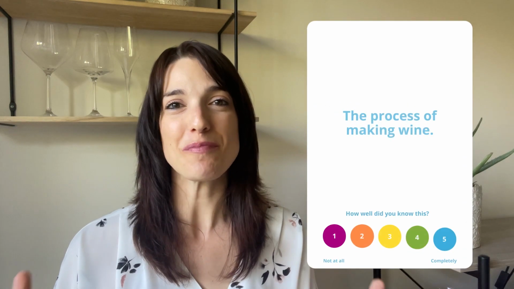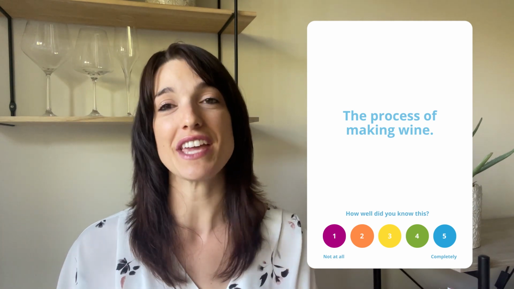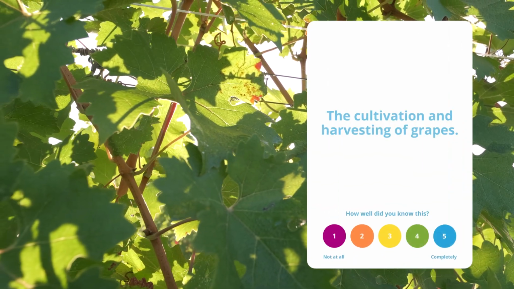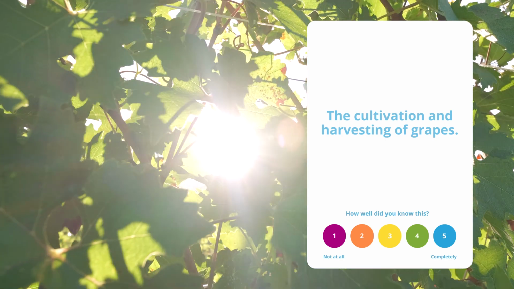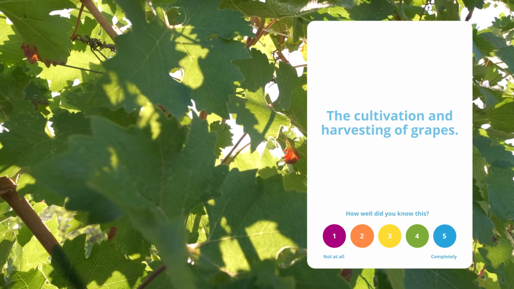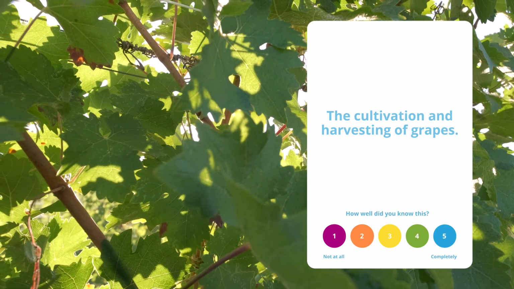What is vinification? It's the process of making wine. Everything from the selection of the grapes and their fermentation into alcohol to the bottling of the finished liquid falls under the umbrella of vinification, aka winemaking. What is viticulture? Viticulture is the cultivation and harvesting of grapes. Everything that takes place in the vineyard, from soil management, pruning the vines and irrigation, to pest control and hand or machine harvesting, falls under the umbrella of viticulture.